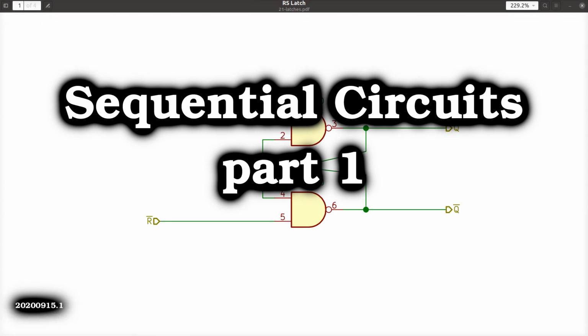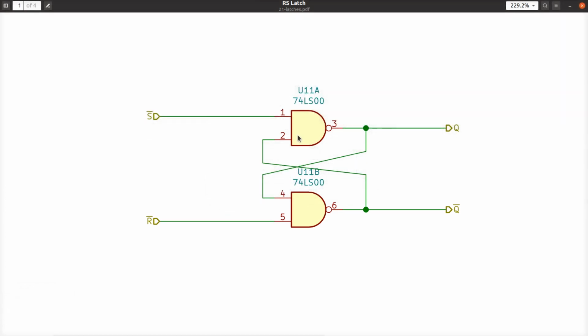Hey, John here. Let's talk about sequential circuits. To me, this is the epitome of a sequential circuit.